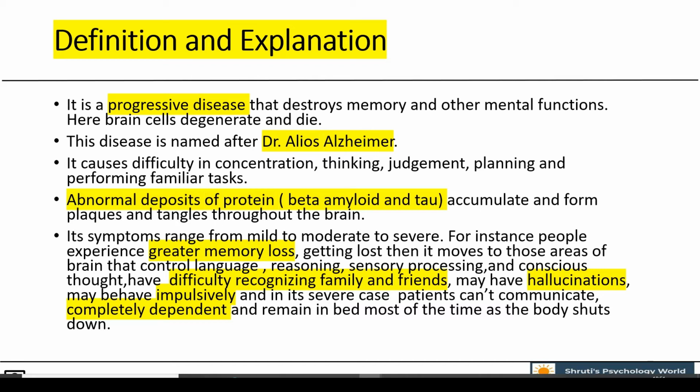These are toxic proteins. This beta amyloid and tau, they are toxic proteins. They accumulate and form plaques and tangles throughout the brain. Okay, so this is the basic reason for this disease. Now its symptoms range from mild to moderate to severe.